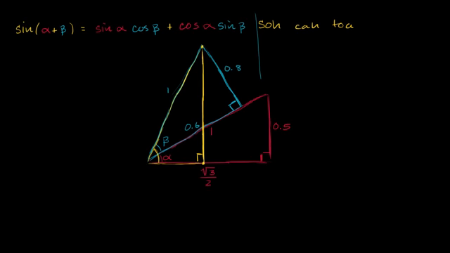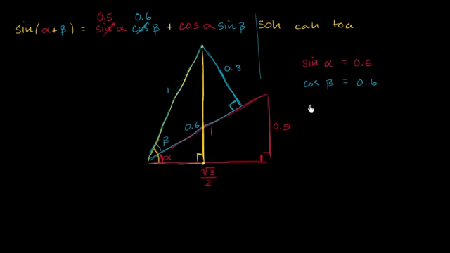So let's do that. Sine of alpha, I'll write it over here. Sine of alpha is equal to, this is alpha, sine is opposite over hypotenuse. So it's 0.5 over 1. So this is equal to 0.5. Cosine of beta, this is beta. Cosine is adjacent over hypotenuse. So the adjacent side is 0.6 over the hypotenuse of 1. So it's 0.6.